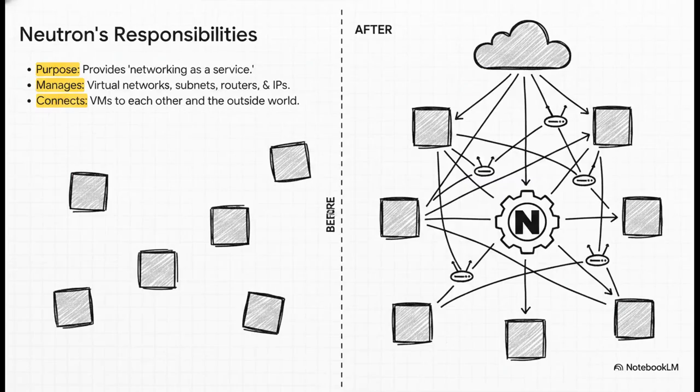Neutron is responsible for creating and managing all of that virtual network infrastructure. And that includes everything from Layer 2 networks and Layer 3 subnets to virtual routers and floating IPs for getting out to the real world. Without Neutron, your VMs would just be these isolated little compute islands, completely unable to talk to each other or the internet. It is the connective tissue of your entire cloud.